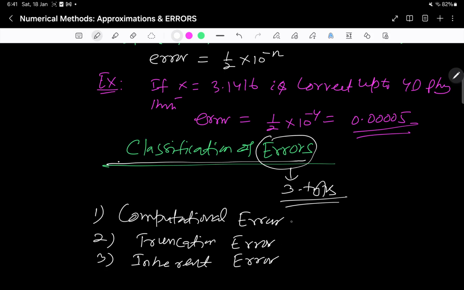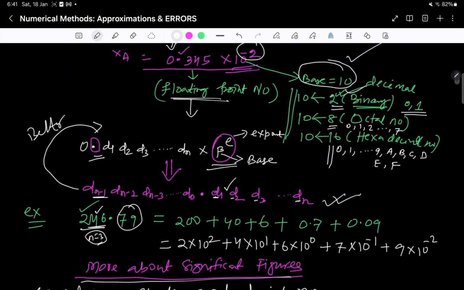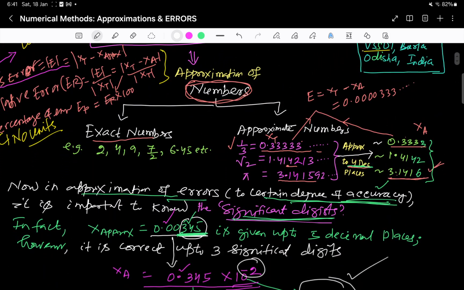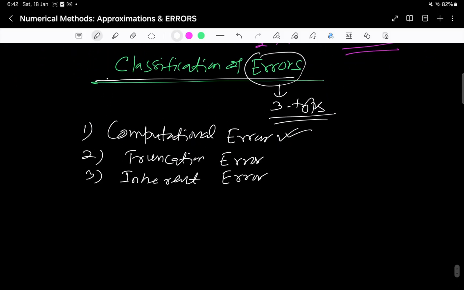So coming to the computational error, as I have told you, take 1 by 3. It is 0.3333 with infinitely many digits. If the memory of a calculator or a computer supports up to 10-digit accuracy, then we are omitting the remaining 3333. So we will commit an error. In that way, this computational error will come out.